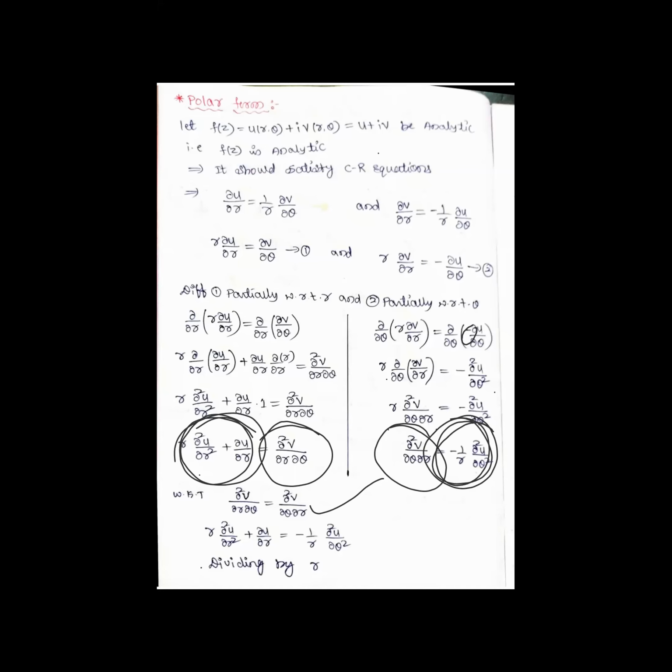After dividing, you are getting like this. Okay. So we get dou square u by dou R square plus 1 by R dou u by dou R, which is equal to minus 1 by R square dou square u by dou theta square. This term you shift to this side: dou square u by dou R square plus 1 by R dou u by dou R plus 1 by R square dou square u by dou theta square is equal to 0.